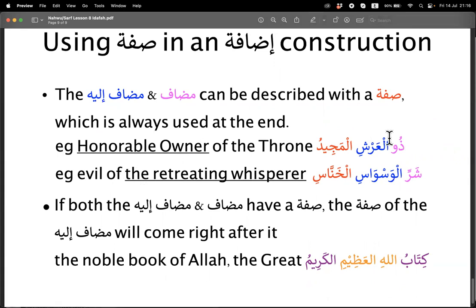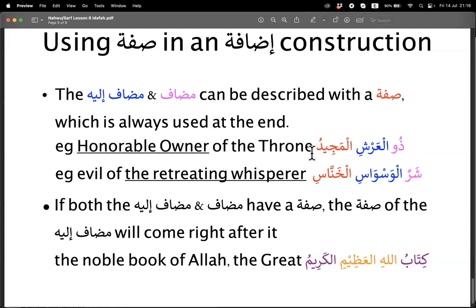For example, here we have dhu. What is the status of dhu? The status of dhu is rafa, this one we just learned, right? And then al-Arshi, what's the status? Al-Arshi is jar. So what's the construction we have here? Mausuf sifah or idafah? Idafah. Yes, light, no alif lam, jar. This is idafah.